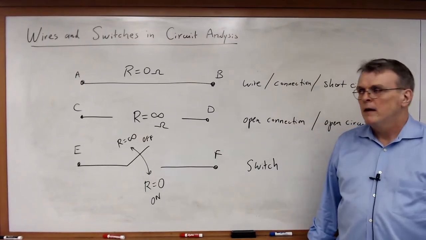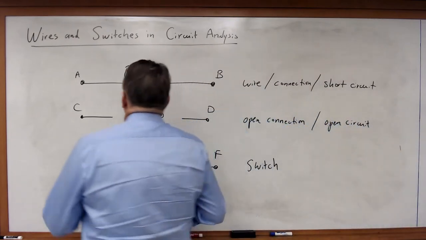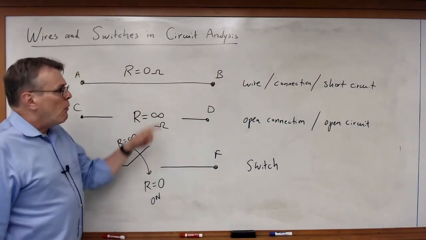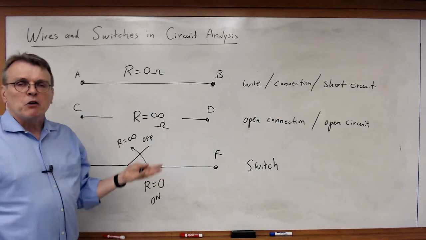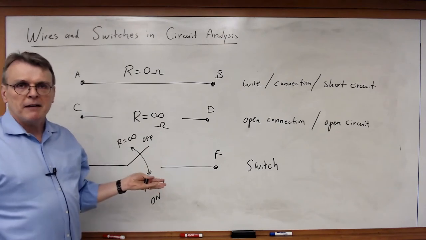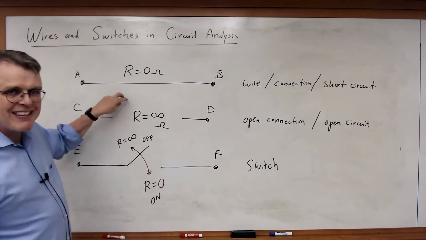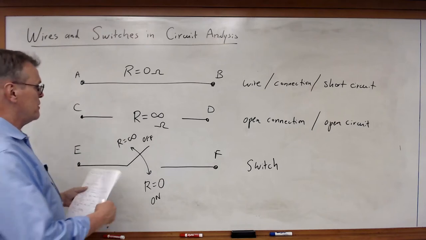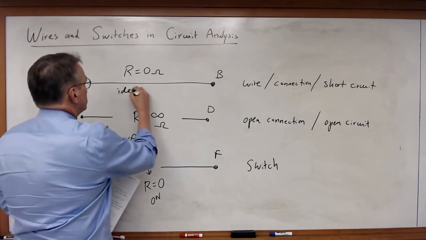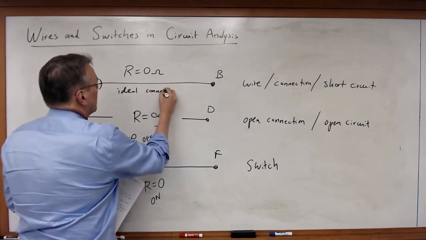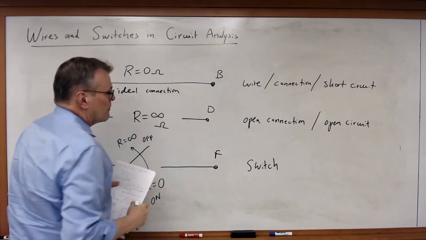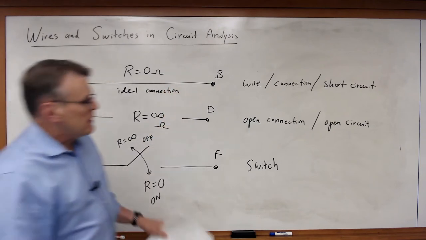Now, of course, in the real world, wire isn't ideal. Wire is usually made of a good conductor like aluminum or copper or something like that. But once again, we're going to treat this as an ideal connection with this wire anytime I draw this. All right. Now, something else you'll see.